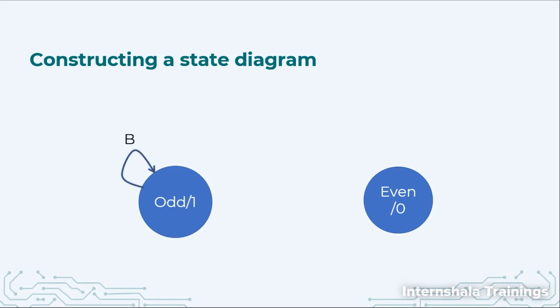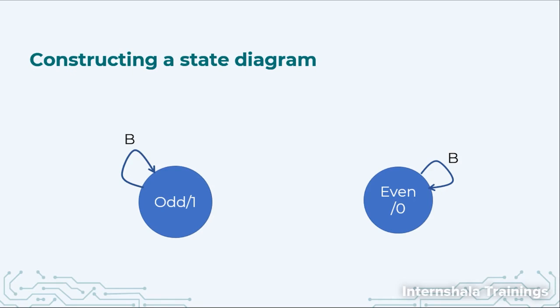Next, we say from odd there will be two outgoing arrows. The first one is if the input is B, number of A's will not change. If my input is B, odd number of A's will remain odd. So I am transitioning back to the same state. And even if the number of A's are even and the input is B, we will transition back to the same state. So odd remains odd, even remains even if my input is B.